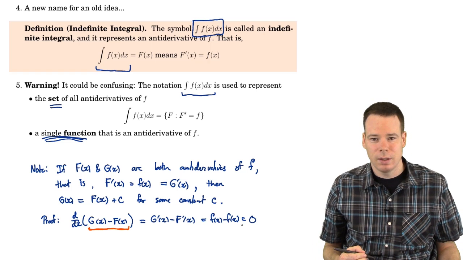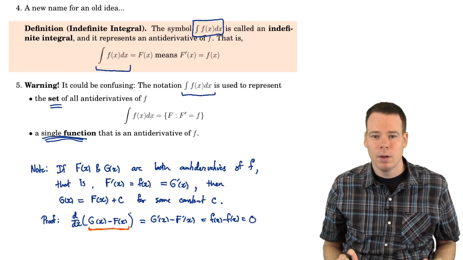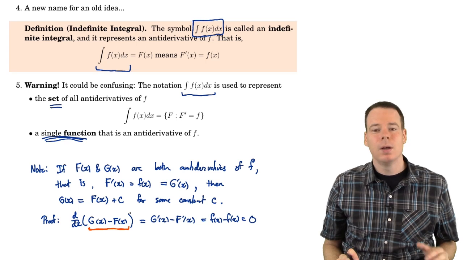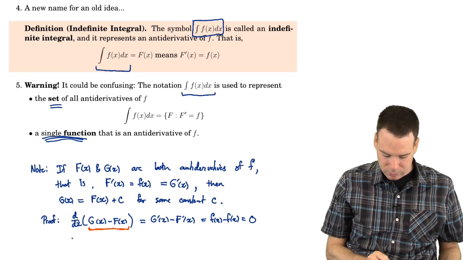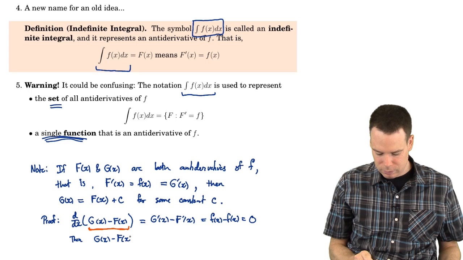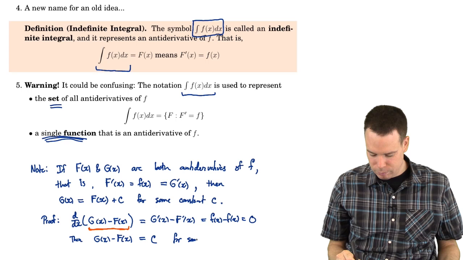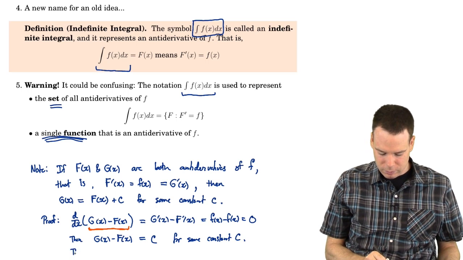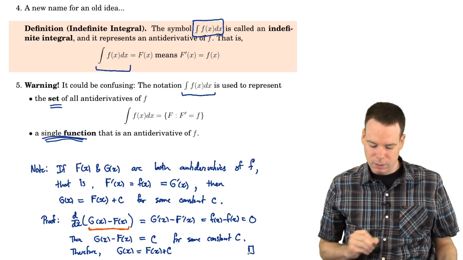So what functions have 0 as their derivative? The derivative is 0 everywhere. What kind of function must it be? Well, this has to be a constant function. Because the derivative is 0, G of x minus F of x is constant. It's equal to c for some constant c. Therefore, just rearranging this, we get that G of x is equal to F of x plus c. And so there's the end of our proof.